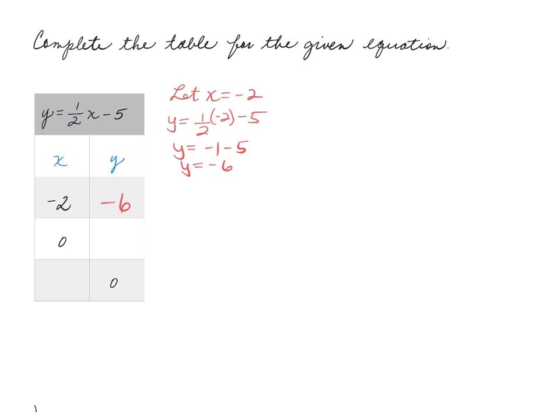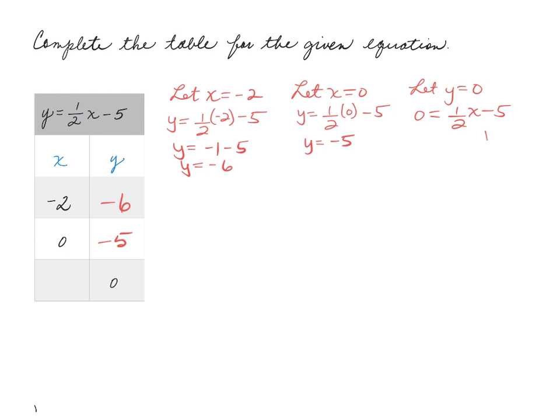Okay. Then we're going to let x equal 0. So y equals 1/2 times 0 minus 5. But 1/2 times 0 is 0. So y equals negative 5. Then we let y equal 0. So we put 0 equals 1/2 x minus 5.